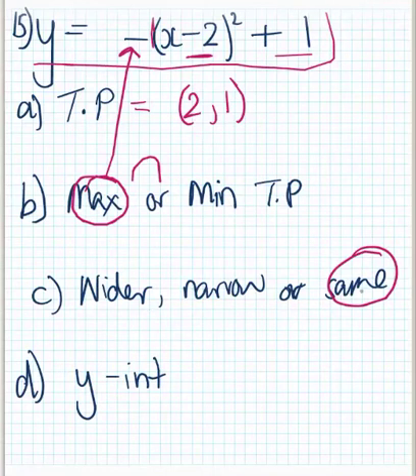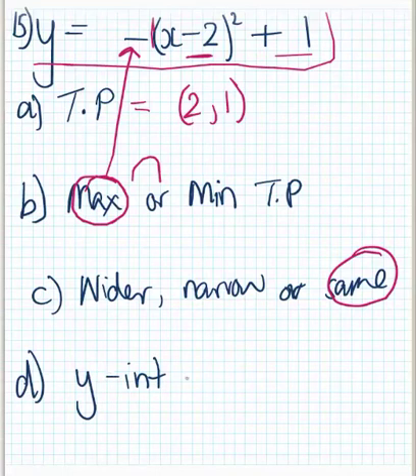If I put, for example, a 5 out here, my parabola would become narrower. If I put something less than 1, say 0.5, it will become wider. That negative doesn't affect dilation, it's the number. The negative out here just says it's going to be upside down, a maximum turning point. Now, to find the y-intercept, it's when x is equal to 0.